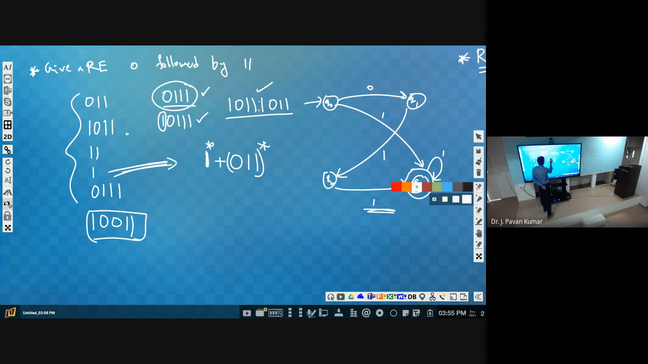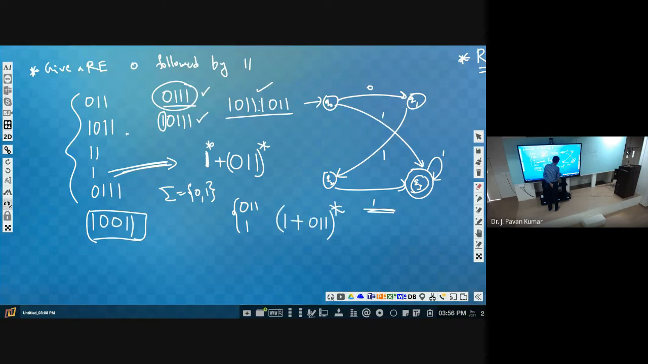Every time we have to select 1 or 0, as the input alphabet is 0 comma 1. In this example we have the restriction that whenever we take 0 we should take 1 1 as well. So we have 0 1 1 or 1. These are the two alternatives, and out of these we can take anything any number of times. So the expression is (1 or 0 1 1) whole star.